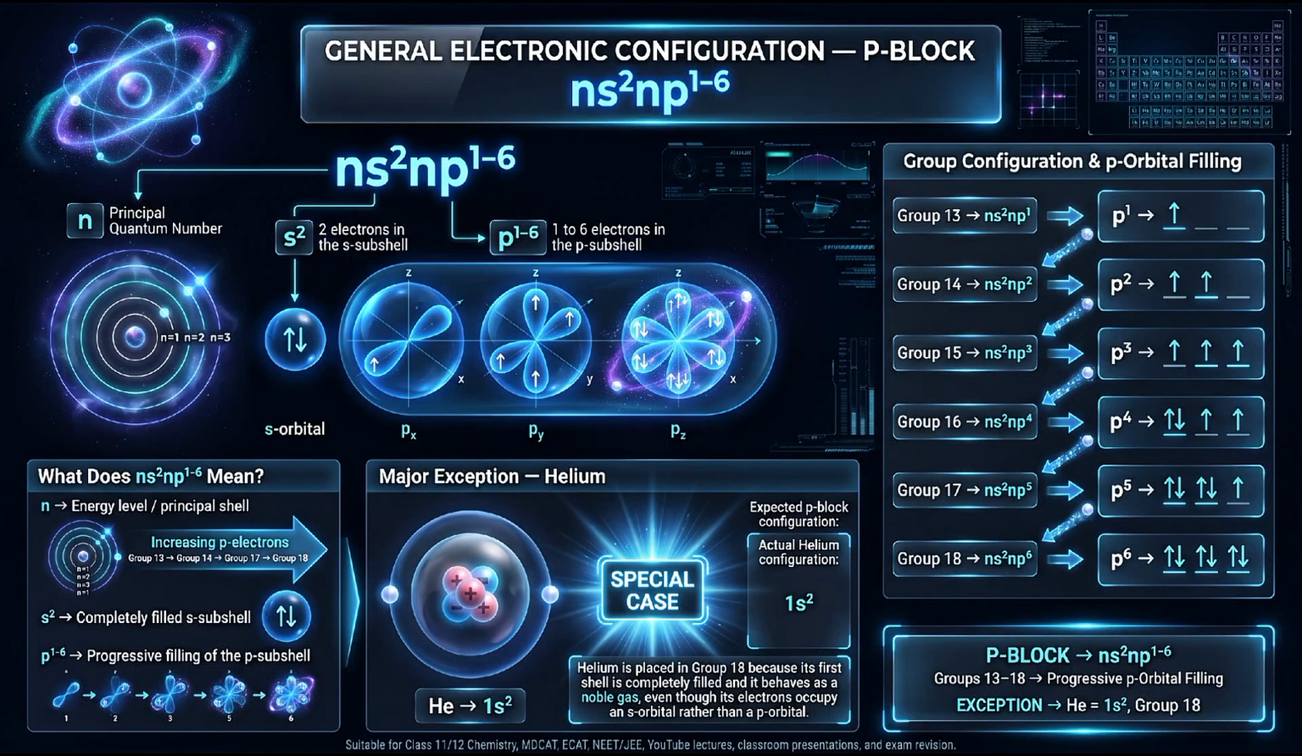The general electronic configuration of p-block elements is written as ns²np1-6. This configuration is one of the most important concepts for understanding the position, structure, and chemical behavior of p-block elements in the periodic table. The p-block consists of groups 13 to 18, and the main reason these elements are placed in the p-block is that the differentiating, or last added, electron enters a p-subshell.